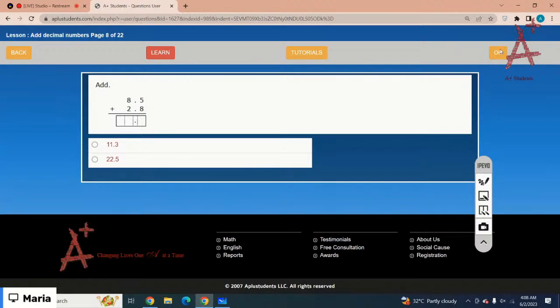Okay, let's just add 8.5 and 2.8. So start adding from the rightmost digit. 8 plus 5 makes 13. Write 3 over here and carry 1.